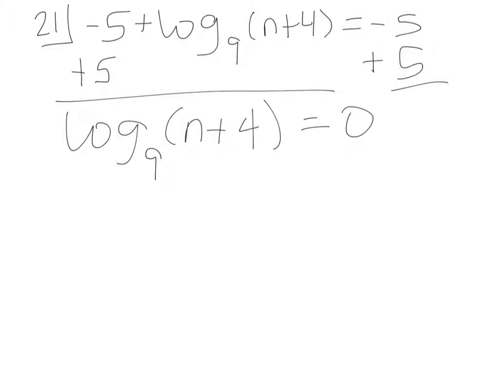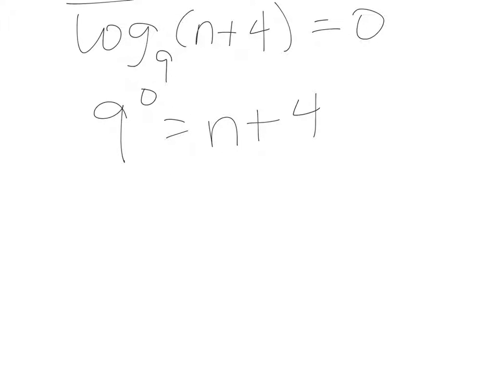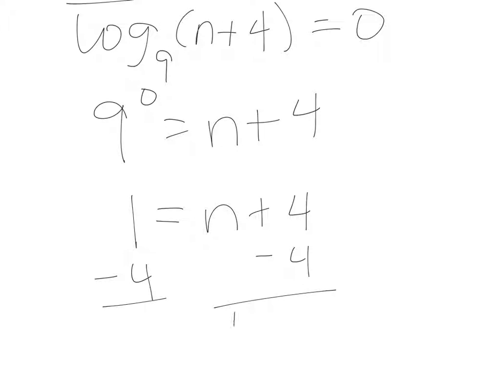Can you guys see me tapping that with my fingers in your head? I know you can't in real life. So I'm going to rewrite that as 9 to the 0 equals n plus 4. Well, 9 to the 0 equals 1. So I have 1 equals n plus 4. I'm going to subtract 4 from both sides, and I get n equals negative 3.